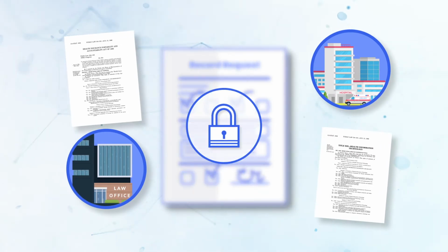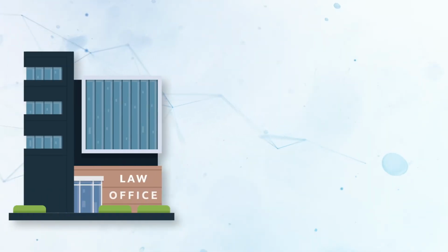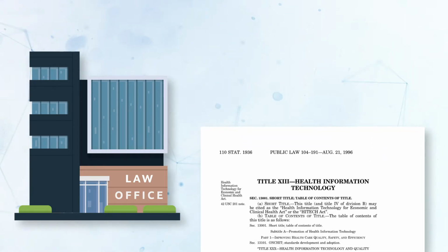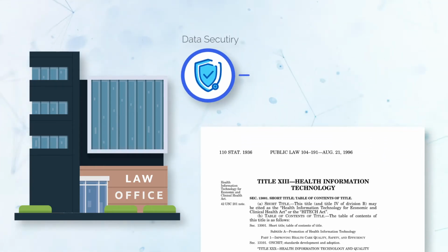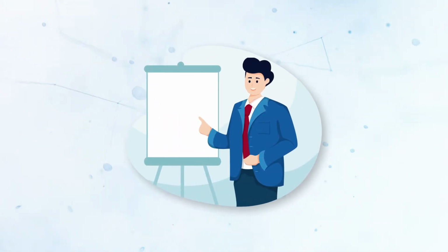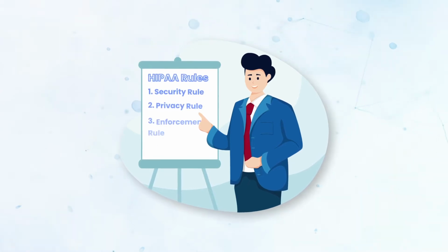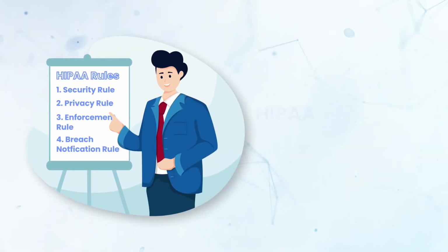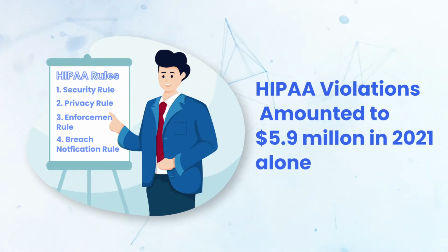HIPAA and the HITECH Act outline the regulations that covered entities and business associates must follow when handling protected health information. Since the HITECH Act was passed in 2009, HHS has held business associates directly accountable for the breaches of protected health information. As such, law firm professionals requesting and handling medical records must take the time to study HIPAA rules, as the penalties are strict and steep.